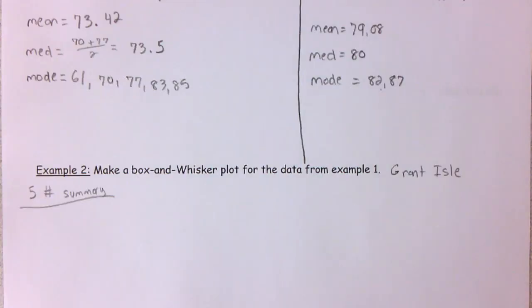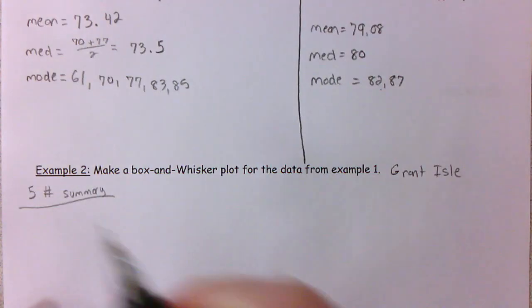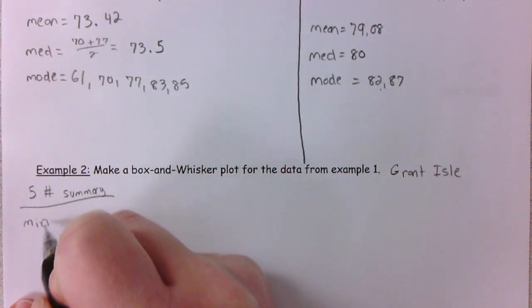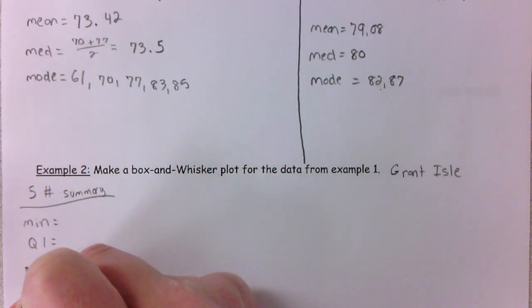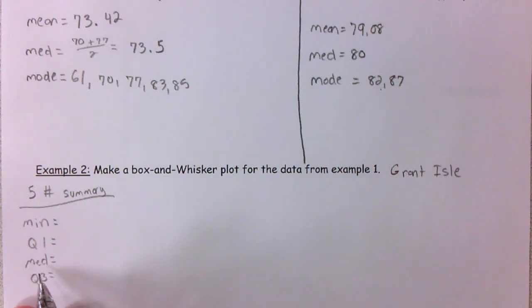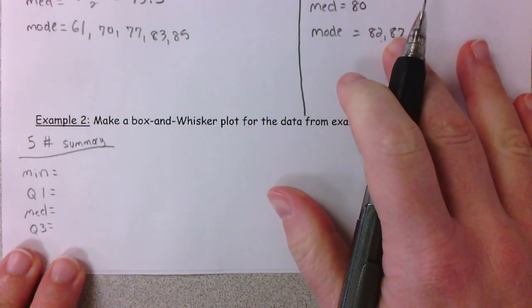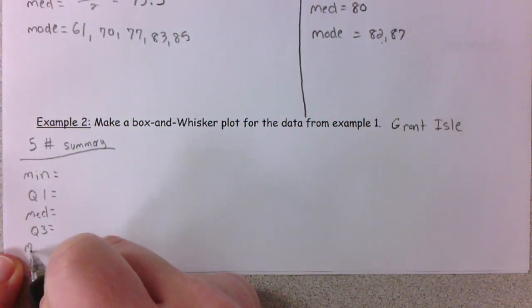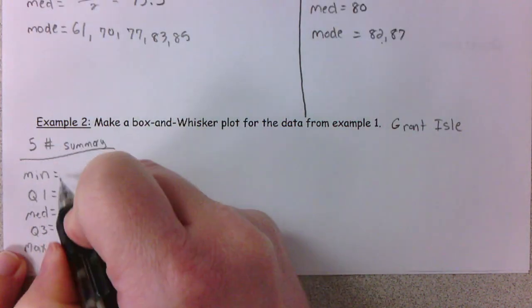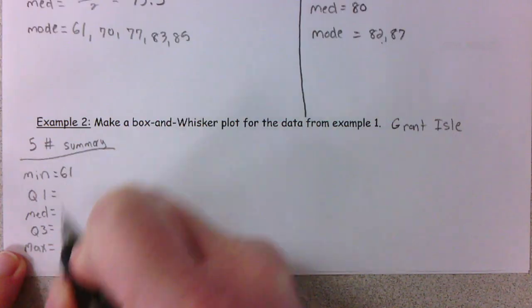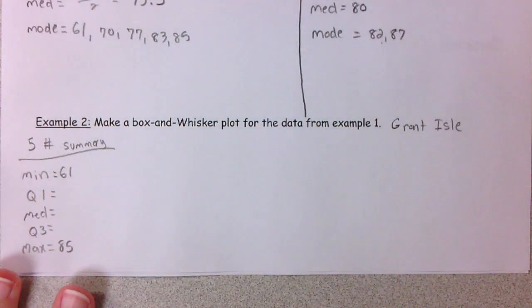Okay, can you remember any of the 5 things that we need to make a box and whisker plot? So we're going to need the min. We'll need Q1. We'll need the median. We'll need Q3. So median is kind of like Q2. and we will also need the max. Okay, min and max are really easy to pick out. We already ordered them, so 61 and 85 are my min and my max.